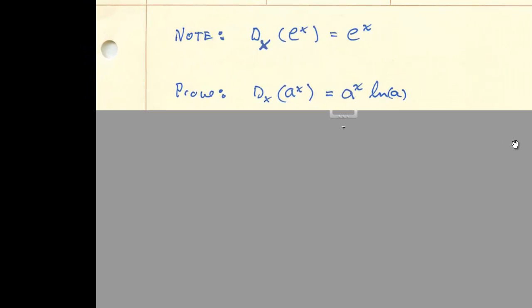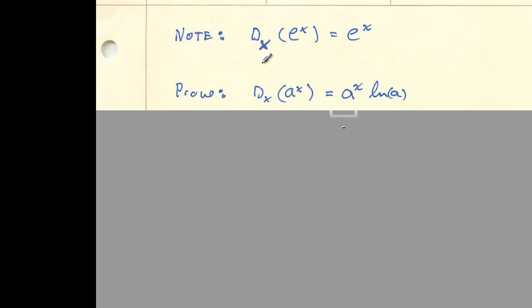Here's one of those proofs that you might expect will be on the exam on the chapter on differentiation, and that is the fact that the derivative of the general exponential function is equal to the function you started with times the natural log of the base.